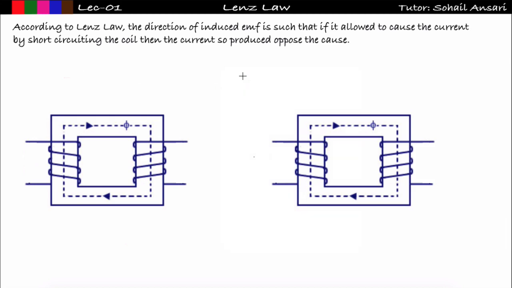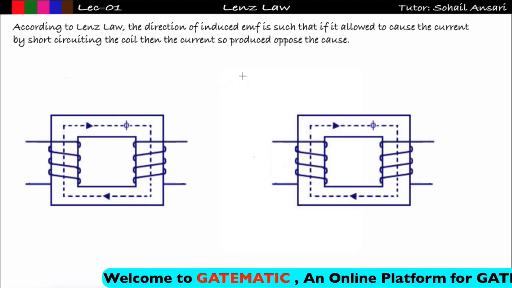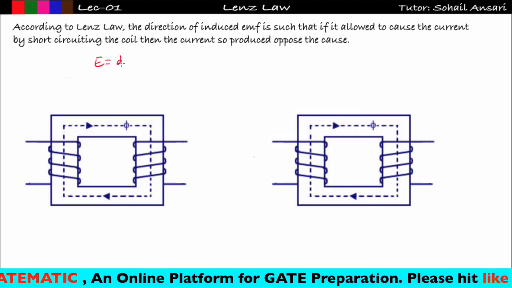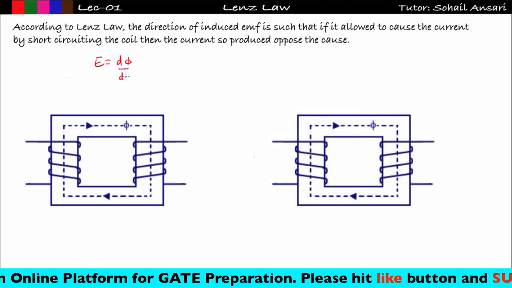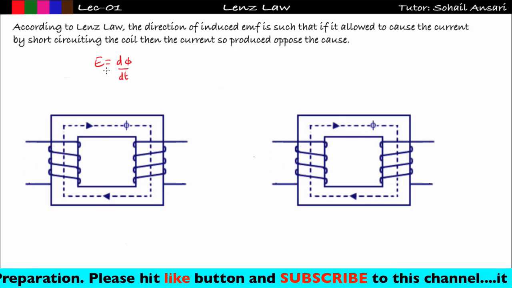Before starting Lenz law, you should know what Faraday's law is. Faraday's first law says that a current carrying coil always produces a magnetic field. Faraday's second law says that a time varying flux always produces EMF, meaning E is equal to d phi by dt. This much you should know. If you have gone through the NPTEL lectures, then you know these two laws.